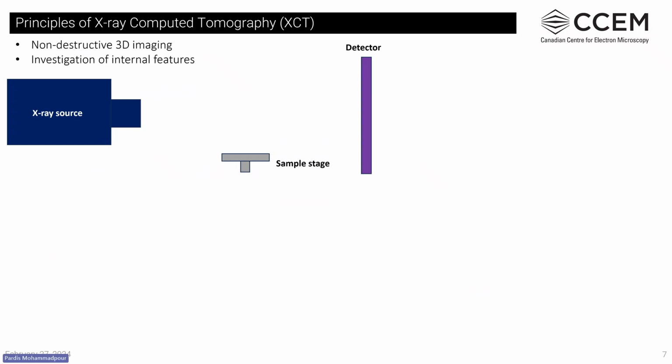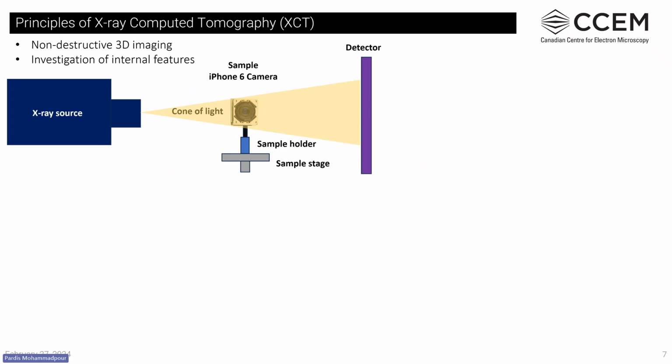It's basically a non-destructive 3D imaging technique. We don't need to cut or destroy the sample to be able to see the internal feature. We have an X-ray source, the detector, and the sample stage in between. The sample needs to be mounted on a proper sample holder and then loaded on a sample stage. X-rays are emitted from the source and penetrate through the sample.